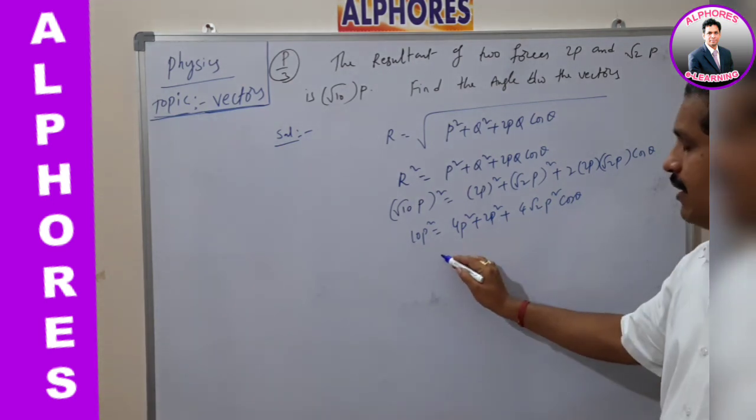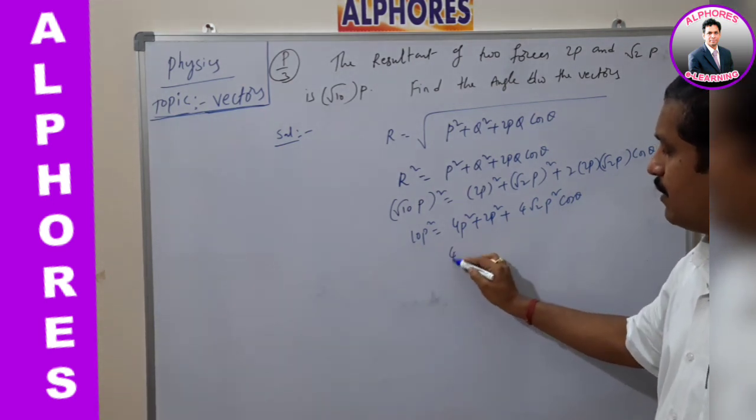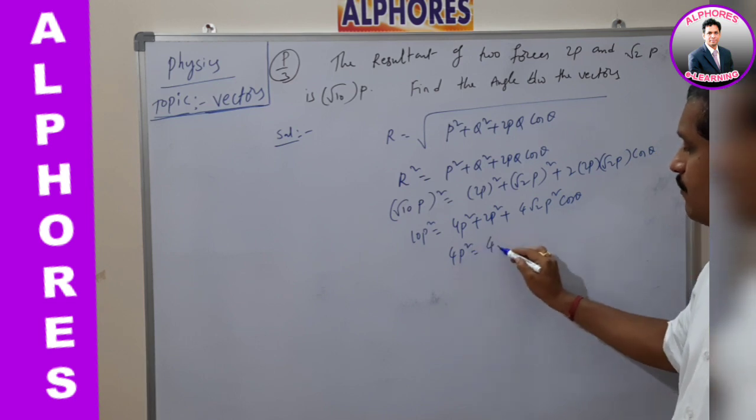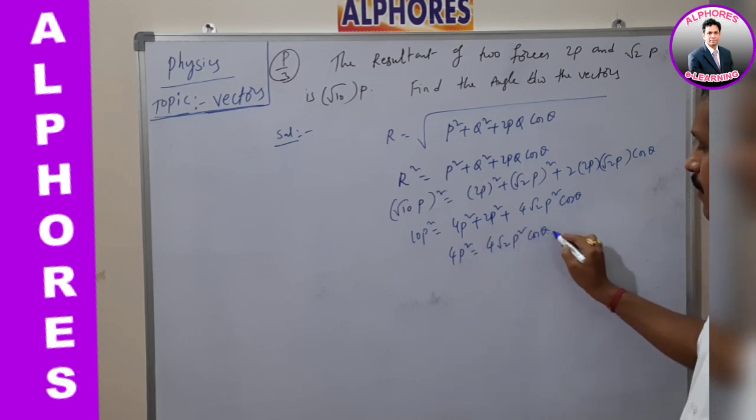Now here this is 6p square. So 10p square minus 6p square is how much? Nothing but 4p square. 4p square is equal to 4 root 2 into p square into cos theta.